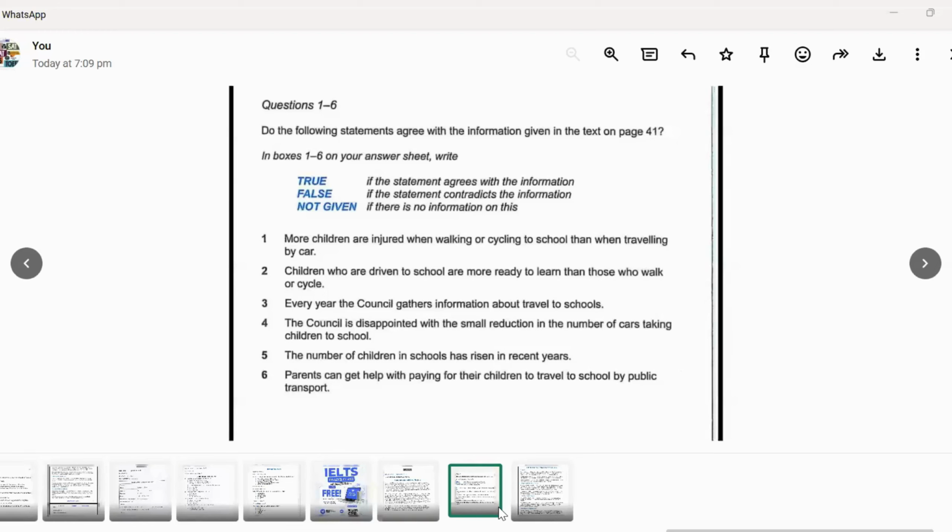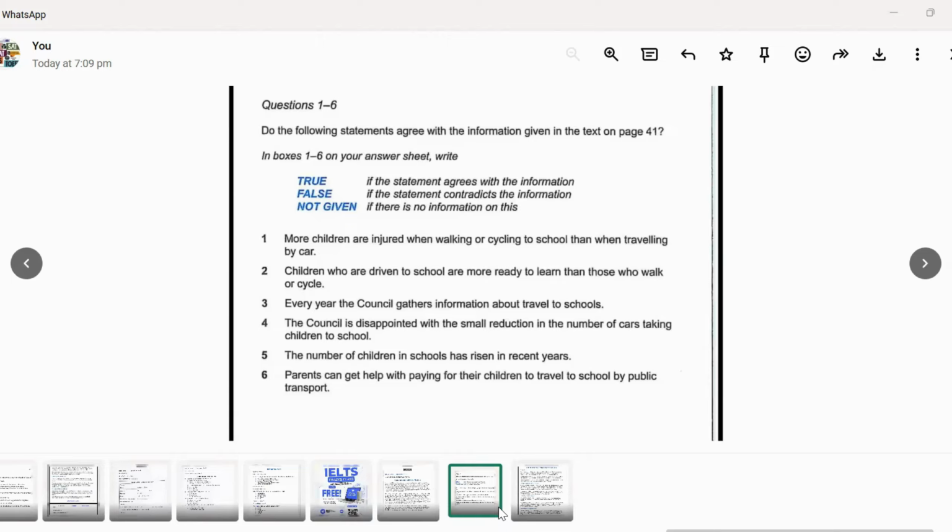You will see the definition written there: what true means, what false means, and what not given means. And then you would also be given statements. As you can see, there are statements from number 1 to number 6. Number 1 has a statement, number 2, number 3, number 4, 5, and number 6. They all have statements. So what you're expected to do is what?